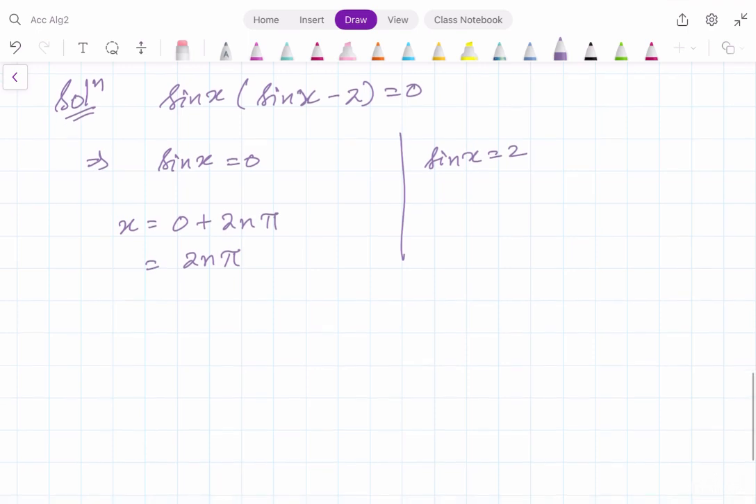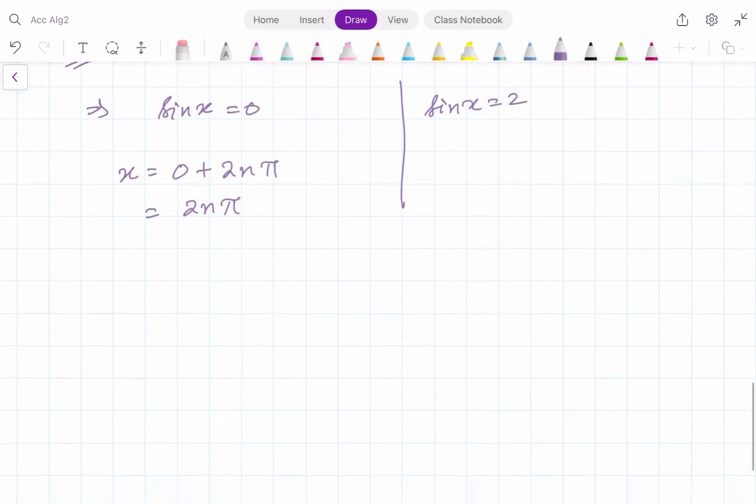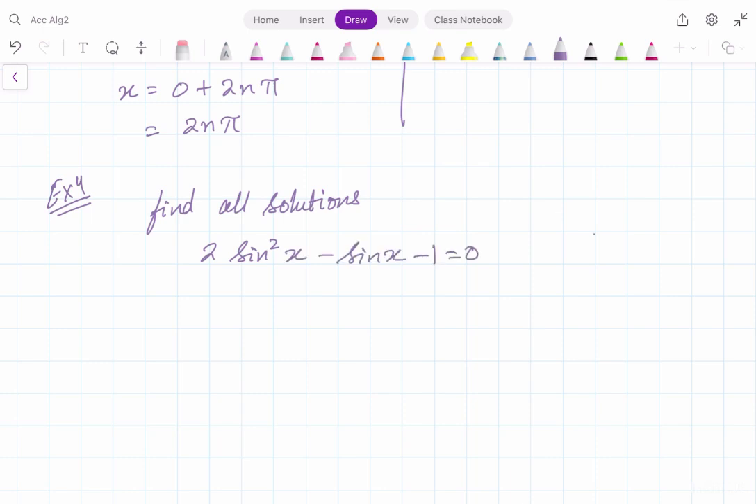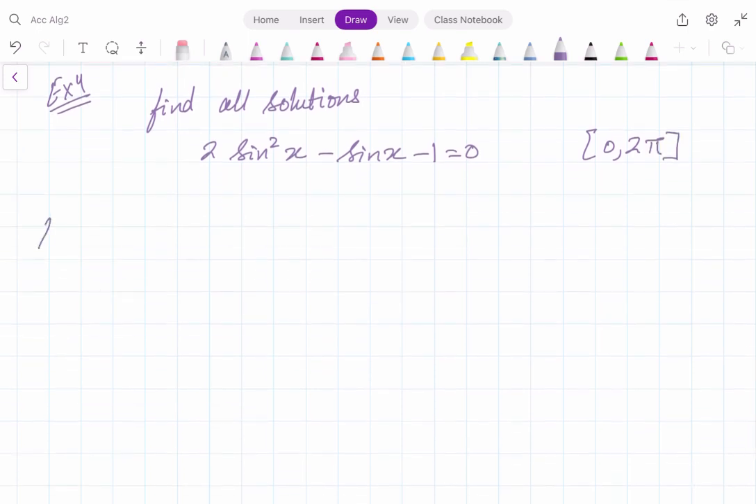So the rhythm of this chapter is the same. You need to find the angles where the particular trig value should be. So in this problem, they are asking to find all the solutions. And the given is 2 sine squared x minus sine x minus 1 is equal to 0. So now it looks like a quadratic, right? So I can factor the same way as the quadratic.